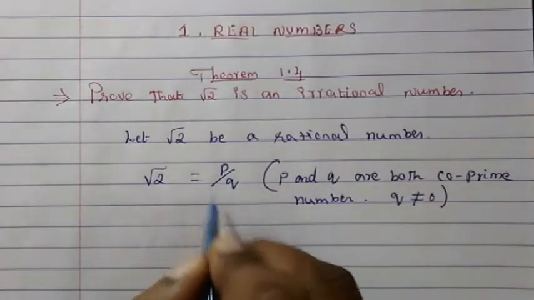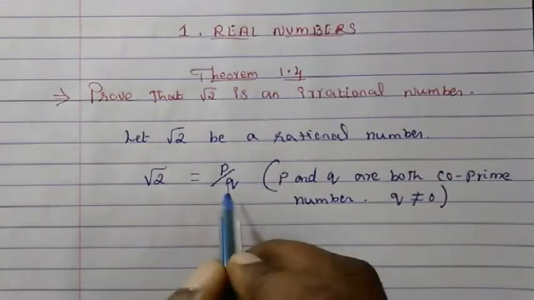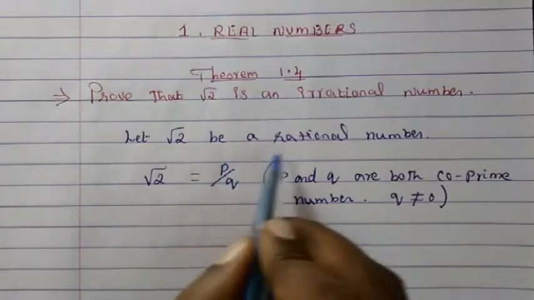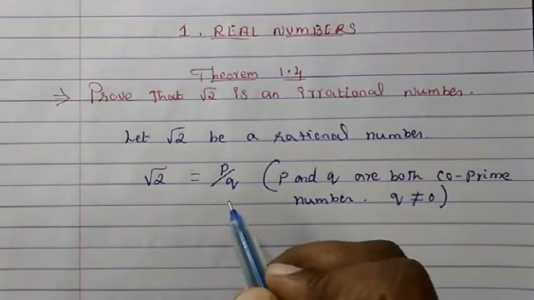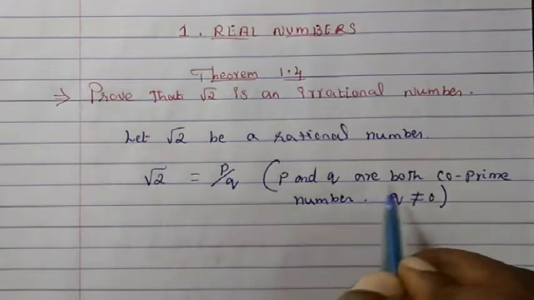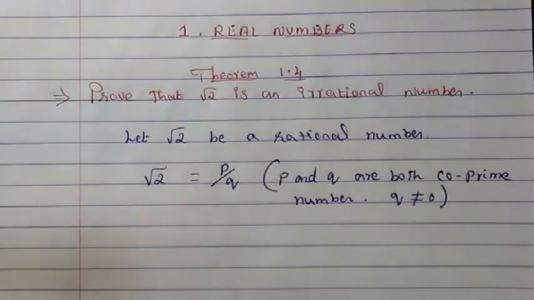Because if q becomes 0, the whole thing becomes undefined. Okay. So root 2 can be written in the form of p/q because it's a rational number. So a rational number can be written in the form of p/q, and here p and q are both co-prime numbers. What is the meaning of co-prime numbers?